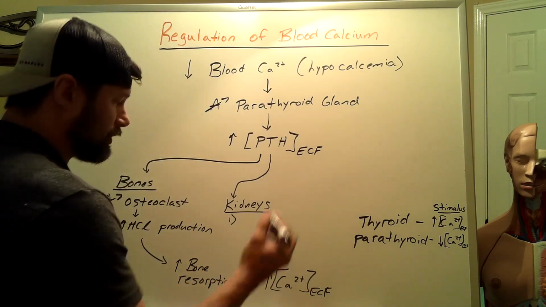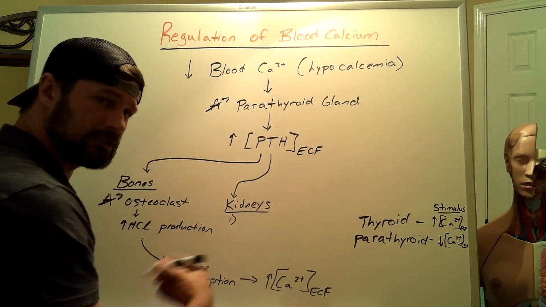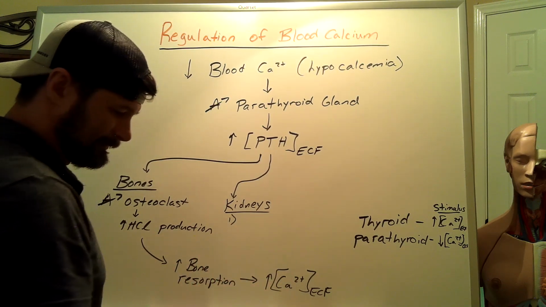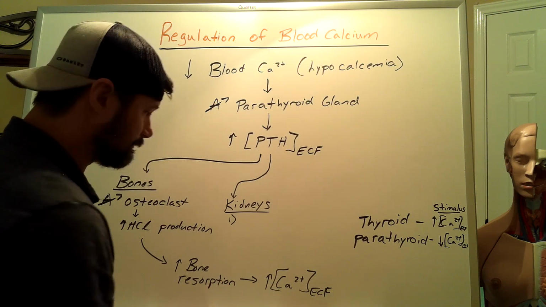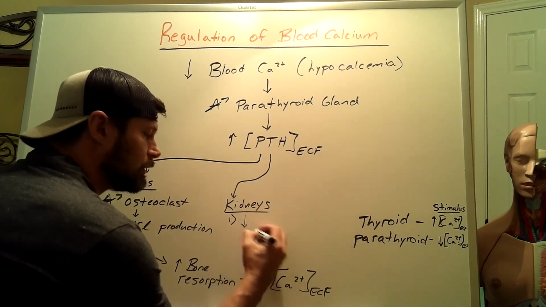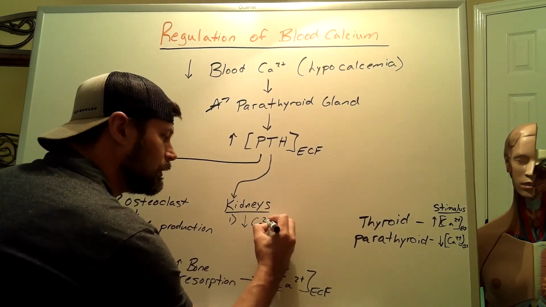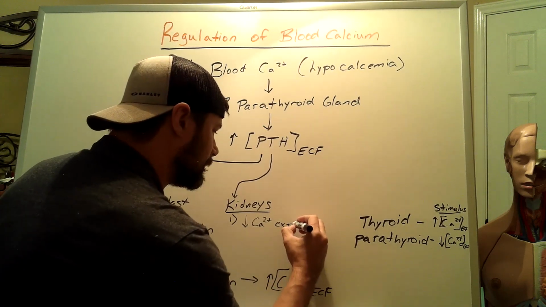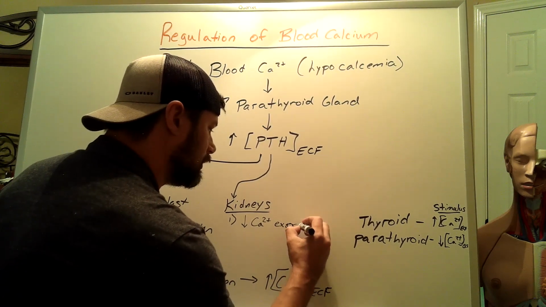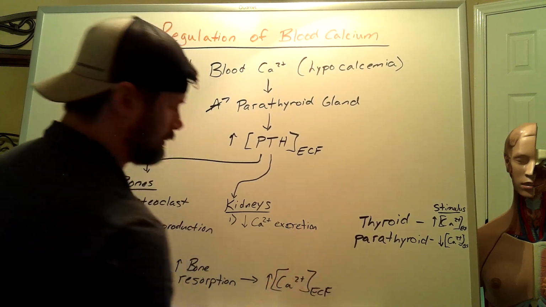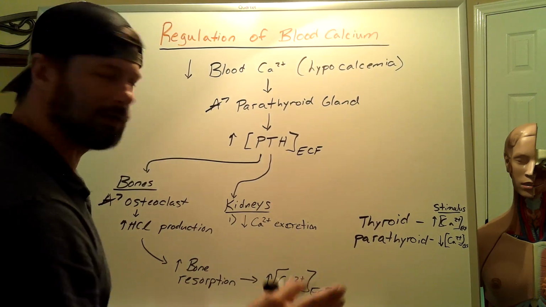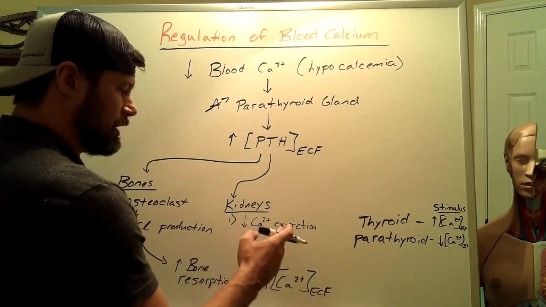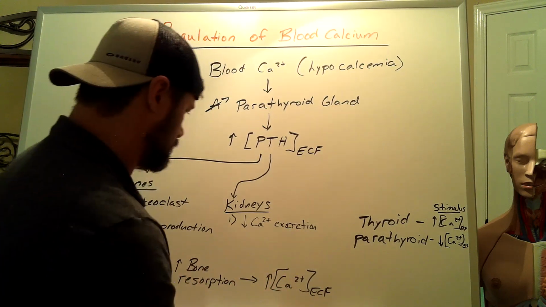So the first thing that PTH is going to do in the kidneys is it's going to talk to the kidney filtering system. We'll learn more about this loop of Henle, well, the nephron, at a later date. But it's going to decrease the amount of calcium excretion, which means leaving the body. Excretion. Man, apparently I don't know how to spell. That's okay. We already knew that about me. Decreases the amount of calcium that is lost.